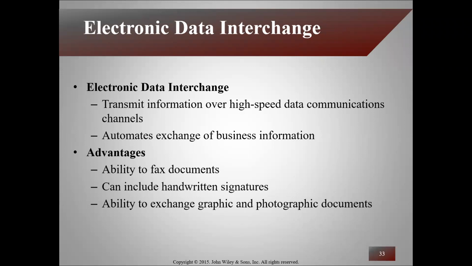Like I stated earlier, another advantage is that many EDI documents include handwritten signatures, and it assures the consumer that the signature is authentic. A third advantage is that EDI includes the exchange of graphic and photographic documents, media that can be scanned and captured electronically.